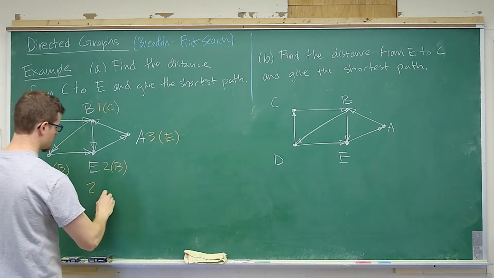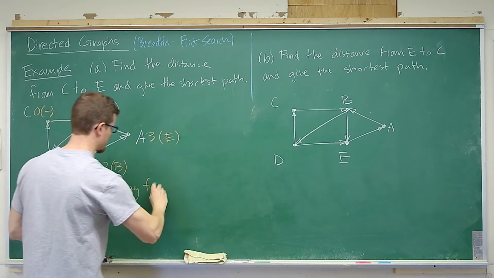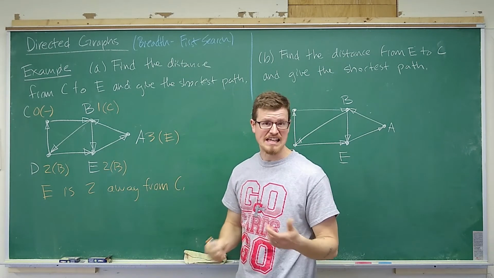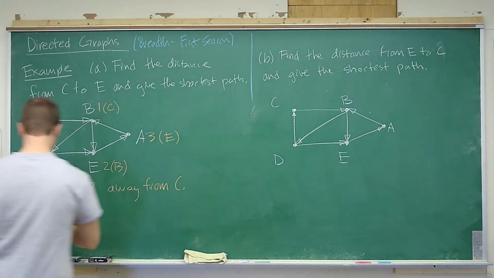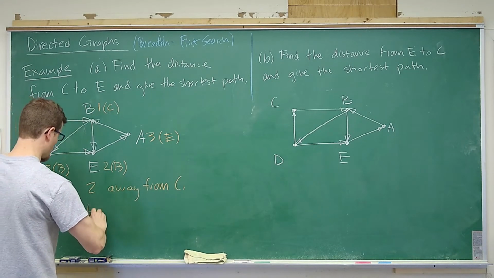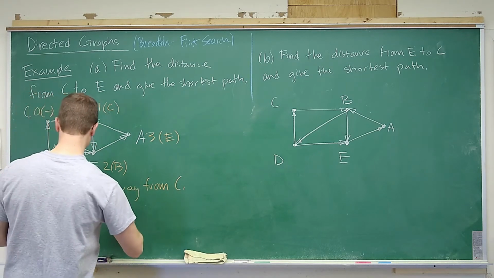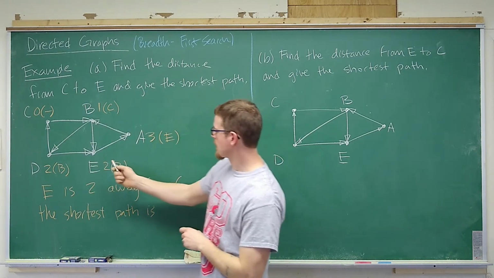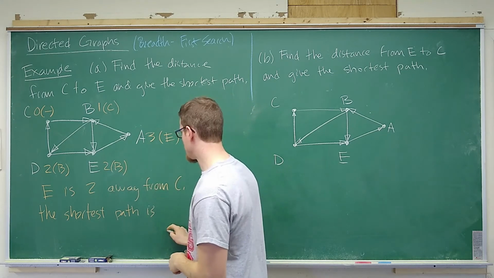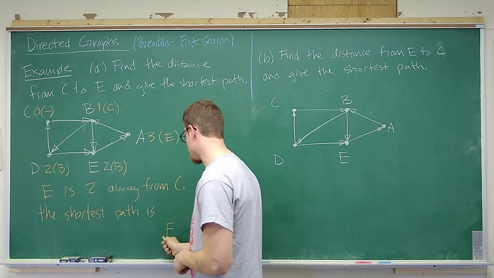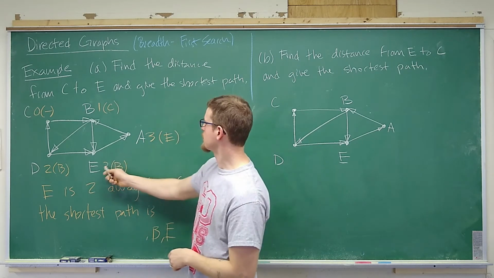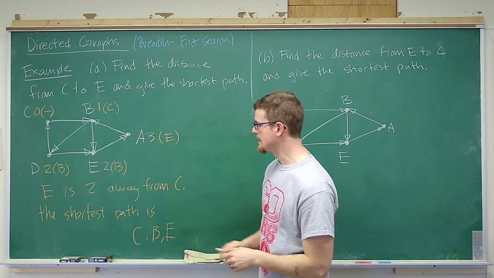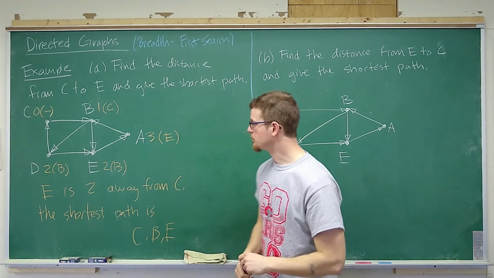E is 2 away from C. Excellent. We could say that a little bit better maybe as the distance from C to E is 2. And then the shortest path, or a shortest path, there may be multiple, in this case I think there's one. The shortest path, and of course we're looking at a directed path here, we start at the end, and we wanted to end at E. Its predecessor was B, and the predecessor to B was C, exactly where we wanted to start. Okay, so C, B, E is the shortest path, a path of length 2.